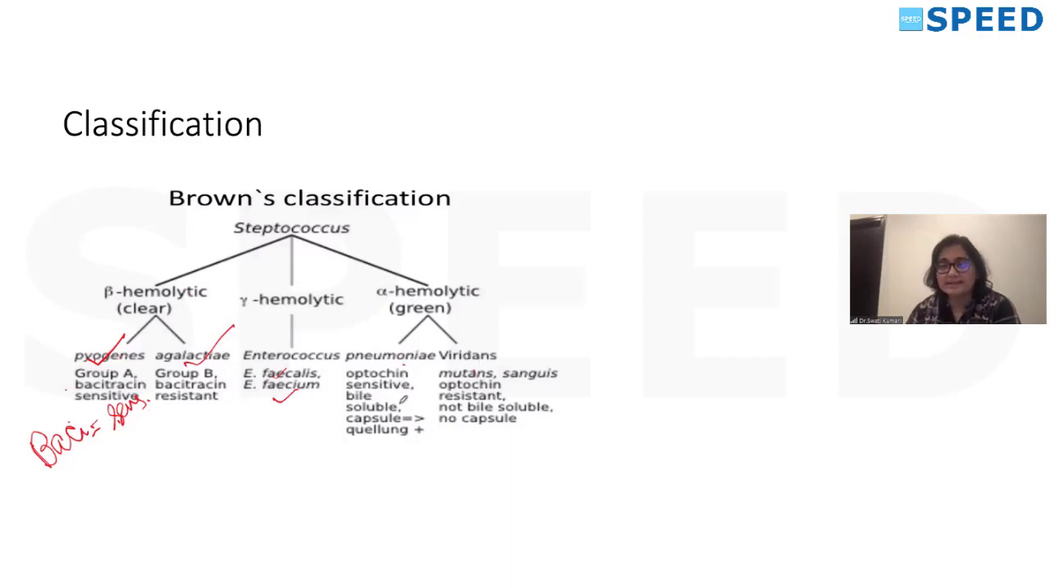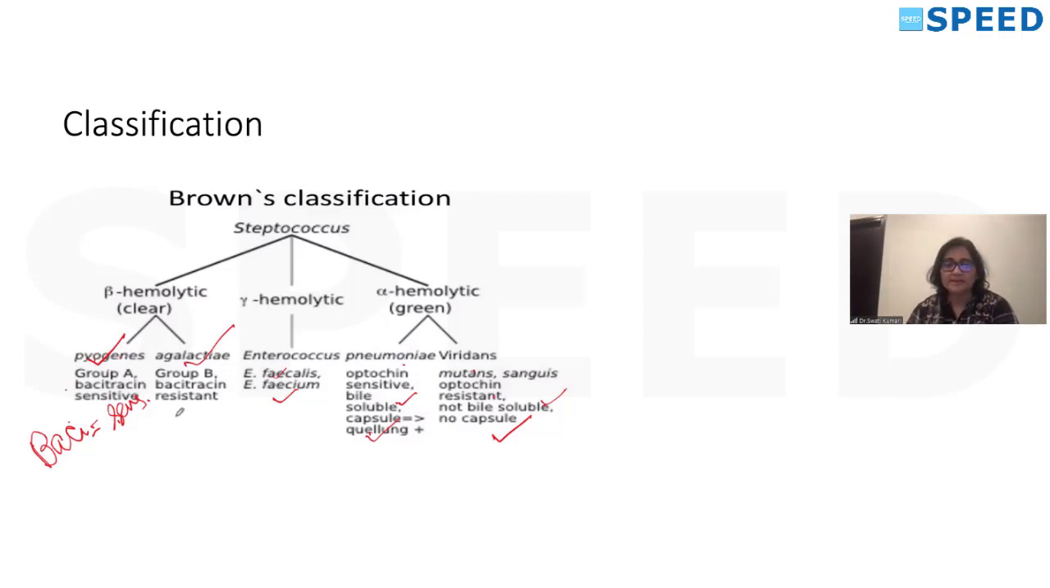If it's optochin sensitive, it's pneumoniae. If it's resistant, it's viridans. Bile soluble will be pneumoniae. I will show you the picture of how bile solubility looks. If it's non-bile soluble, it is viridans. Capsulated will be pneumoniae, non-capsulated will be viridans. So these are the differentiating points for how we classify alpha, beta, gamma further.